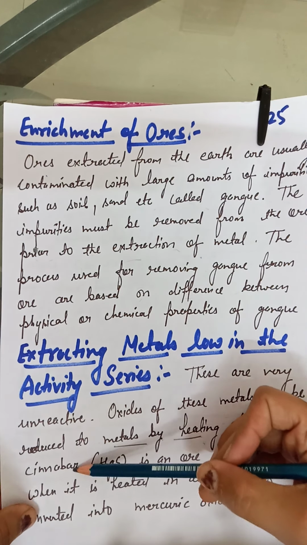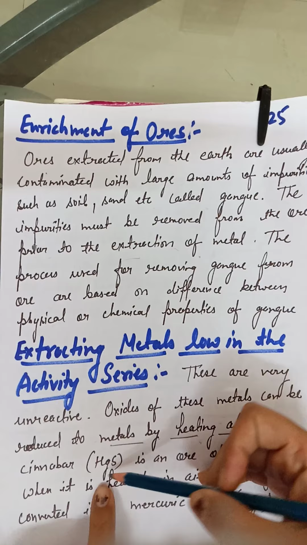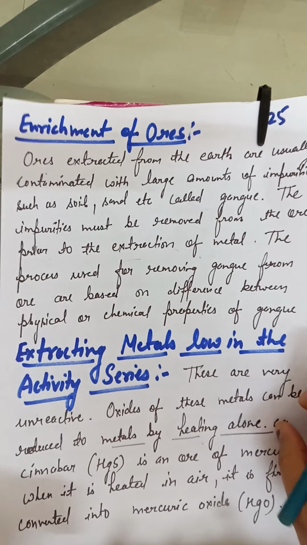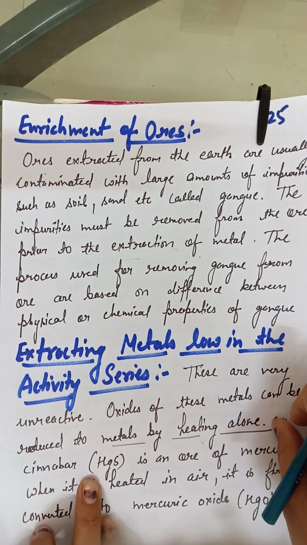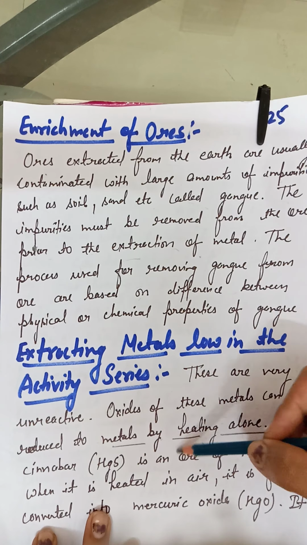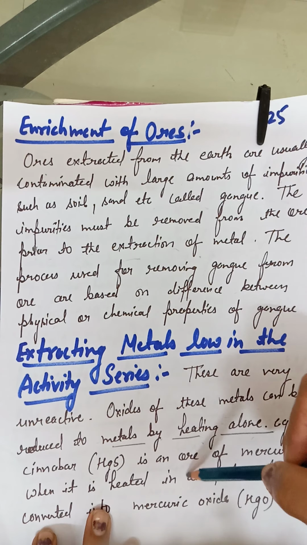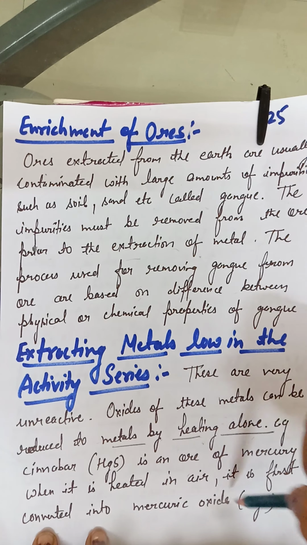For example, cinnabar. Now what is called cinnabar? The formula is HgS. This is an ore of mercury. Cinnabar is the ore of mercury. This is the 1 mark question. When it is heated in air, it is first converted into mercuric oxide.